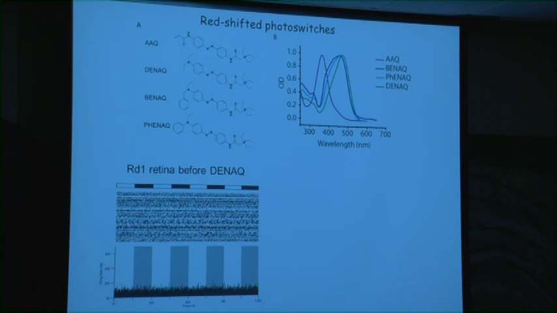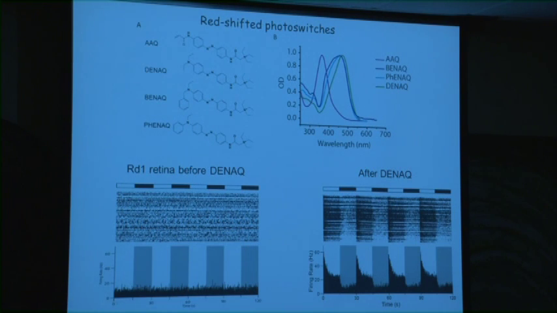This is in response to just flashing white versus black light. And here's the response after DNAC injection. So there's this really dramatic photosensitization of retinal ganglion cells. They're all responding with the same polarity. There are no on and off cells anymore, but they're responding nonetheless, and they're doing so to white light and even to green light and longer wavelength light.